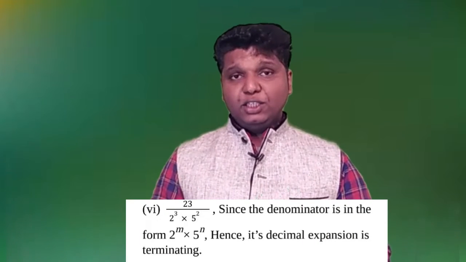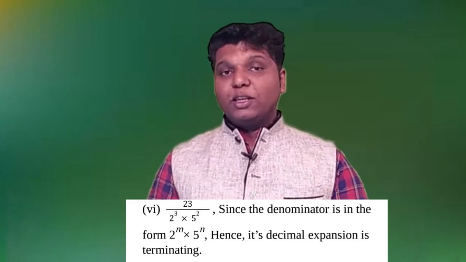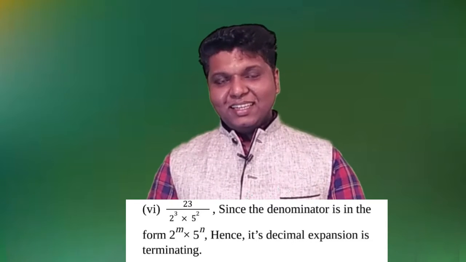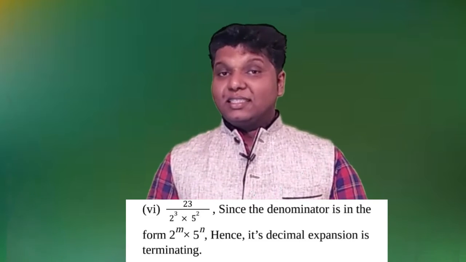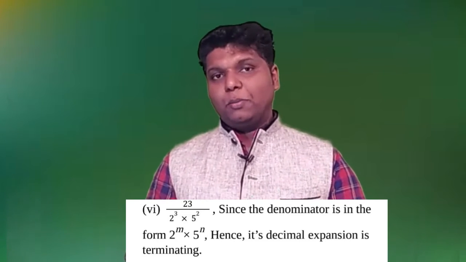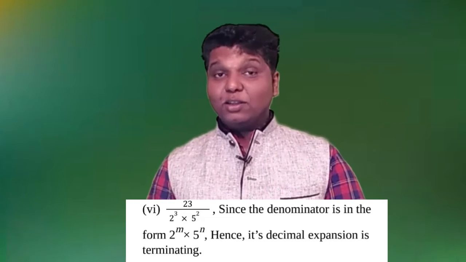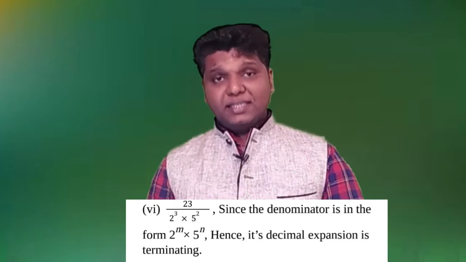Question number 7. See here, 129 divided by, see the denominator part, 2 square into 5 raised to 7 into 7 raised to 5. What about this one? Check out the denominator part. It's very clear, right? What is clear? You can see that there is not only 5 and 2, but also there is a 7. 7 is also included in the denominator part. And what if 7 comes? We can say it's not going to terminate because we want only 2 and 5. Then only we will say it is terminating. Here very clearly it is given 7.